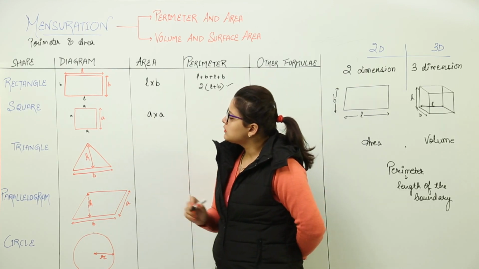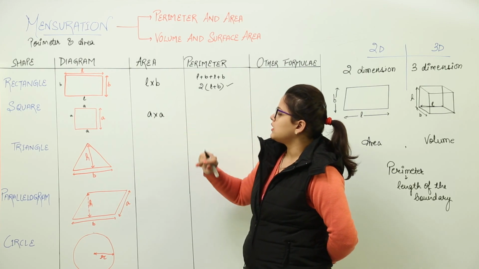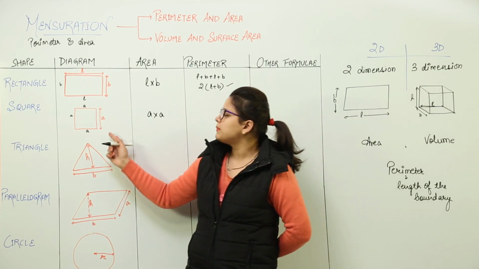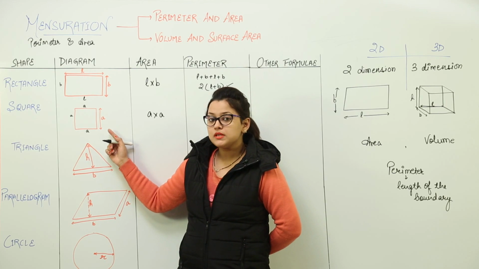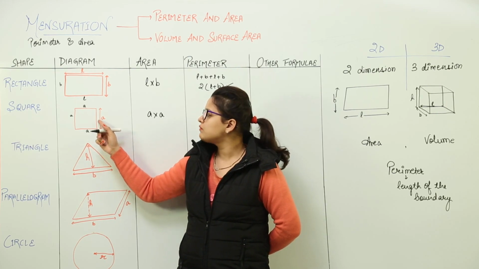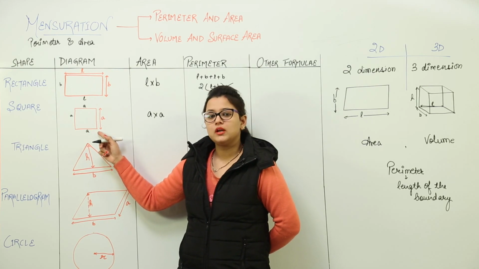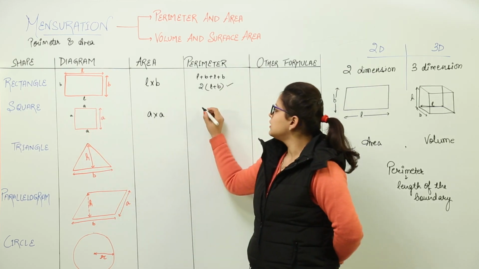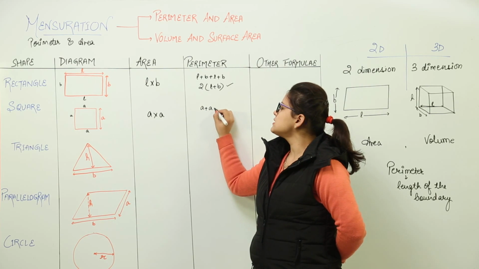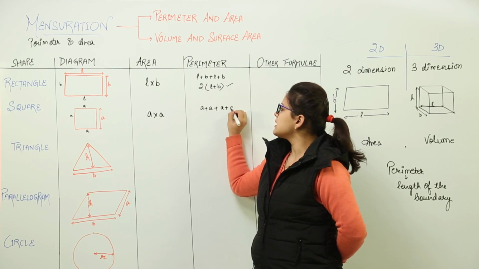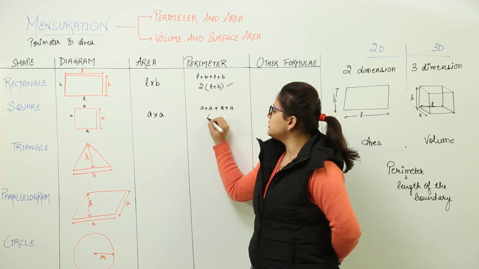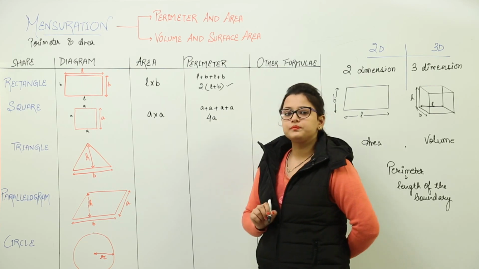Let us do the perimeter for square now. What do you think will be the perimeter? As we discussed, the perimeter is when you start walking from one point along the boundary and you come back to the same point. But how much have you covered? It would be A plus A plus A plus A. But over here you can write it directly as 4A.